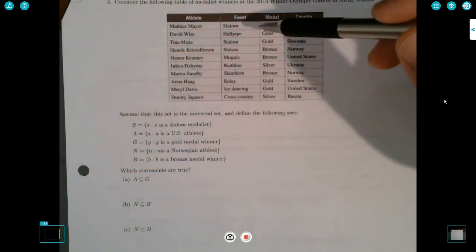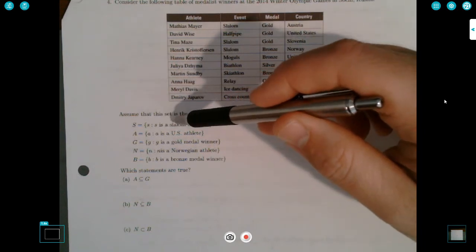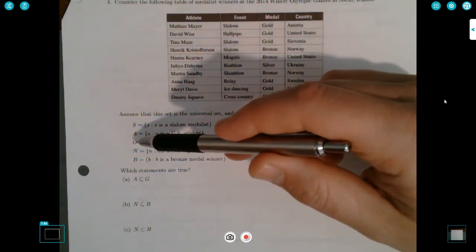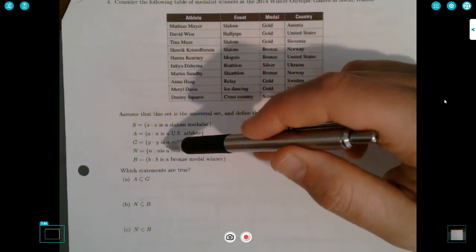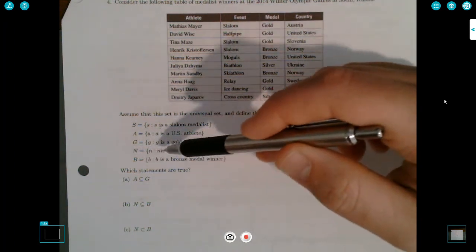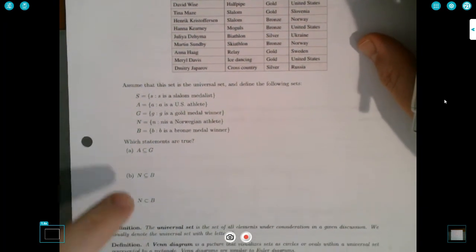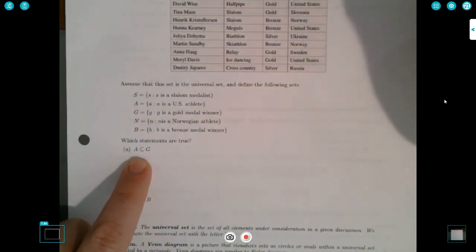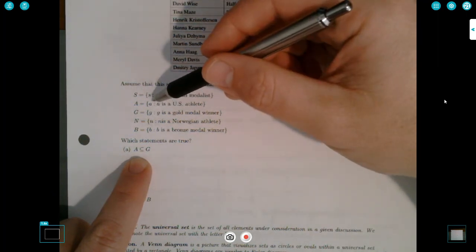So now, assuming this is the universal set, it says define the following set. So S is the set of all slalom medalists. A is the set of all U.S. athletes. G is the set of all gold medal winners. N is the set of all Norwegian athletes, and B is the set of all bronze medal winners. Okay? It says, which statements are true? So statement A says A is a subset of G.